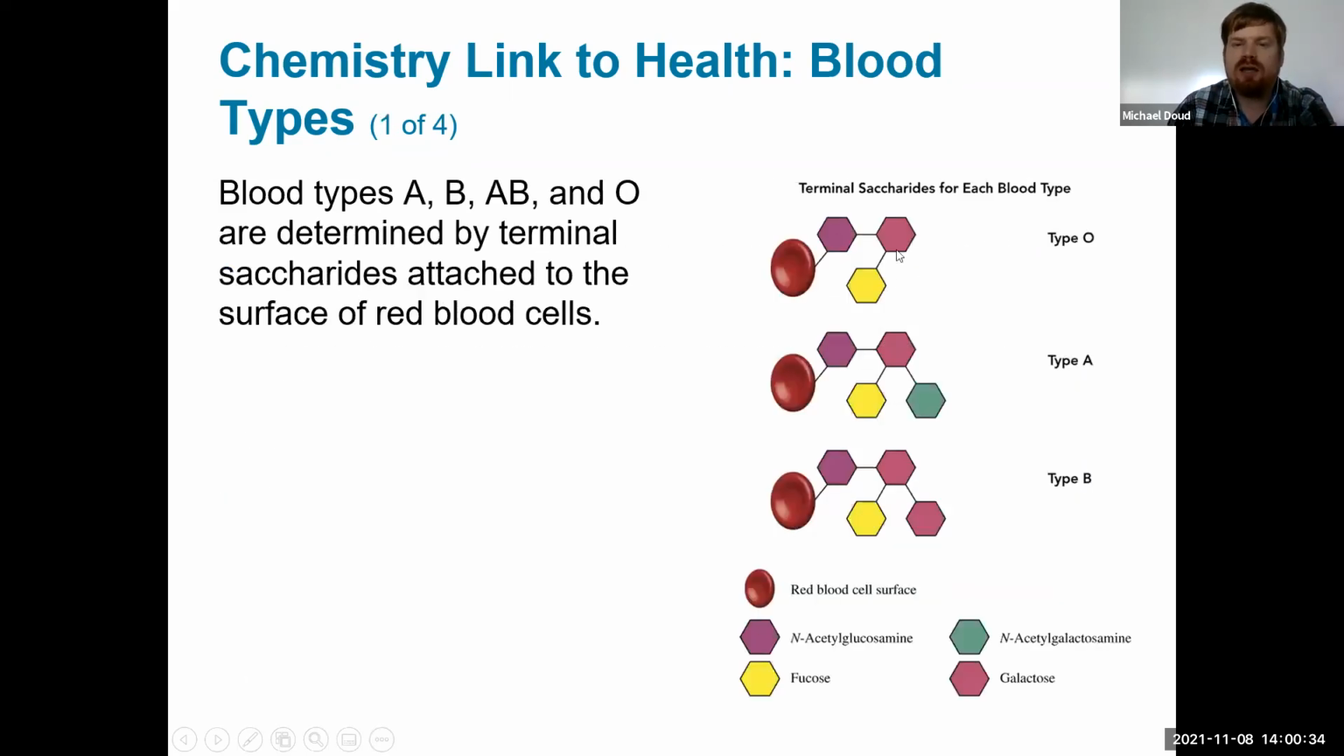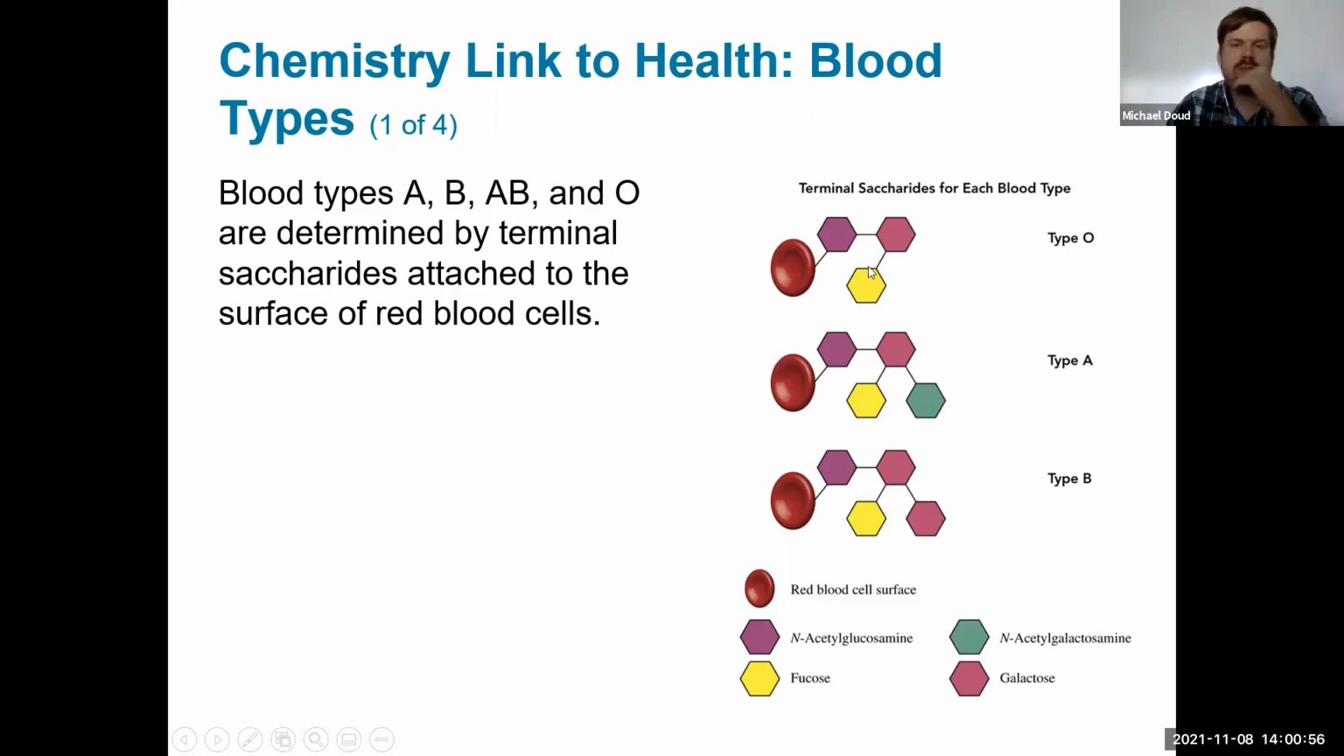Basically, your body is used to this tag. So if it sees something that's different from this tag, then it knows that something's wrong. So if you added in type A, it says, oh, hey, there's this N-acetylgalactosamine that's in the wrong place, I'm going to attack that blood. Same thing here with the galactose. It says, hey, there's an extra galactose, that's not my blood, I'm going to attack it.